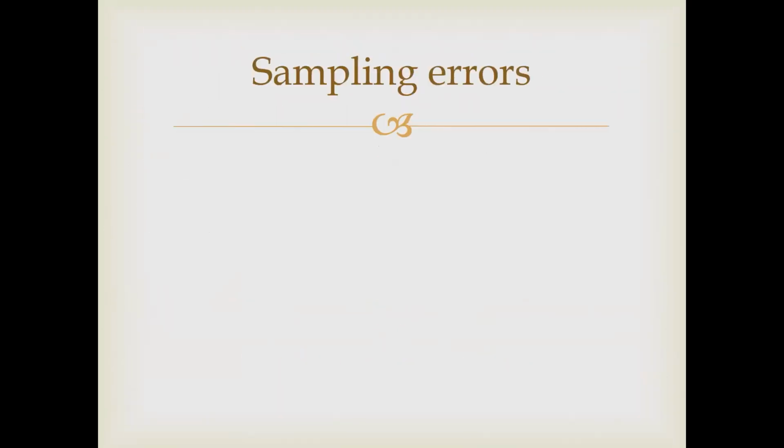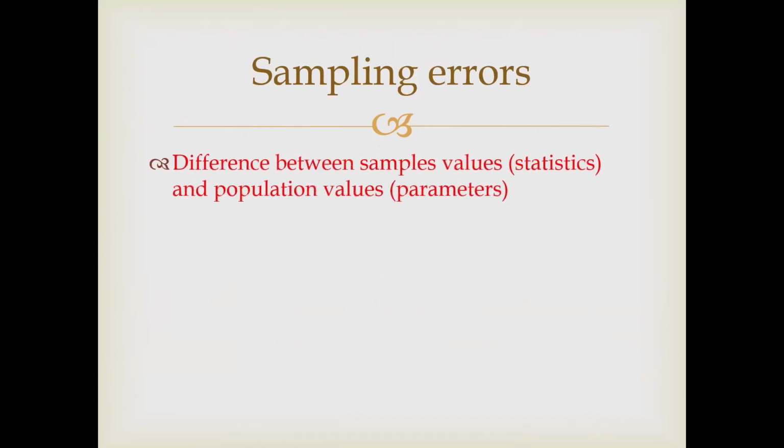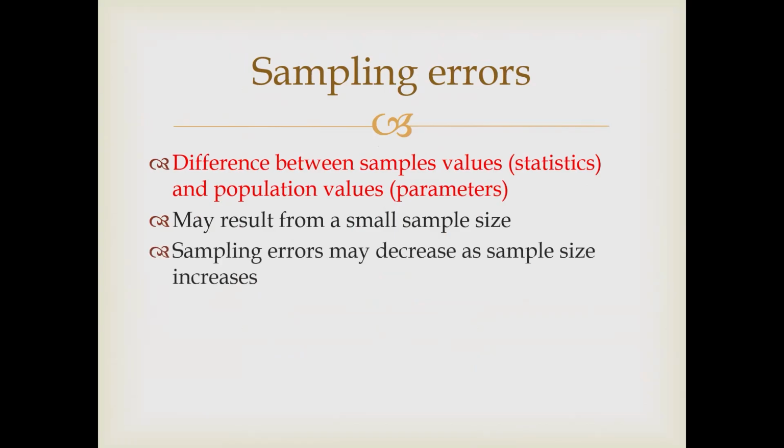Sampling error means the difference between the sample statistics which we have calculated and the population parameters which we have estimated. There will be some difference, and that difference is called sampling error. It may result from a small sample size. So sampling errors may decrease as the sample size increases.